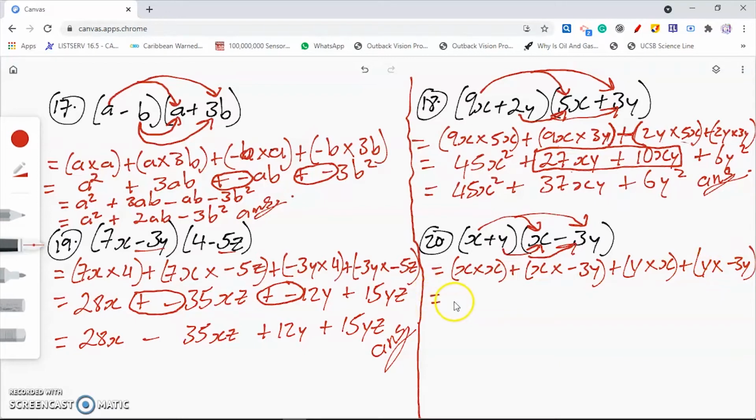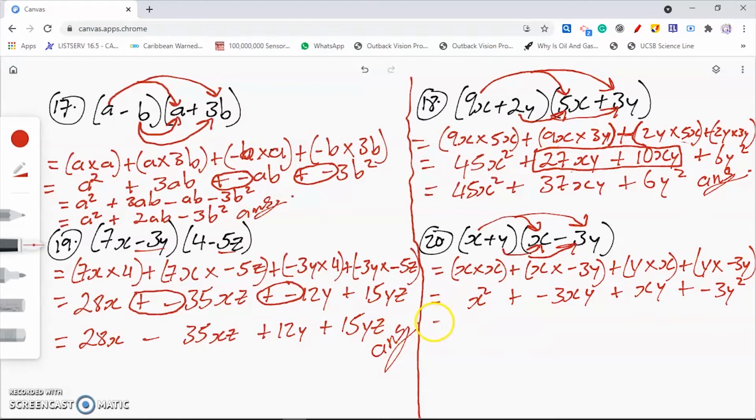Good. And then we go ahead to simplify that expanded expression. So x times x is x squared, plus x times negative 3y is negative 3xy, plus y times x is xy, plus y times negative 3y is negative 3y squared.